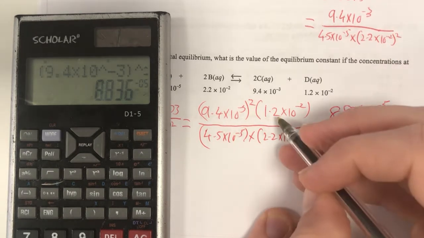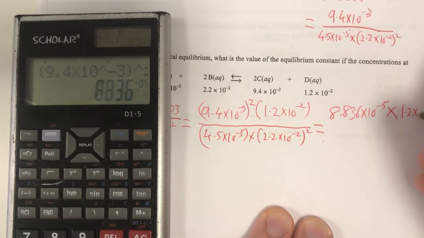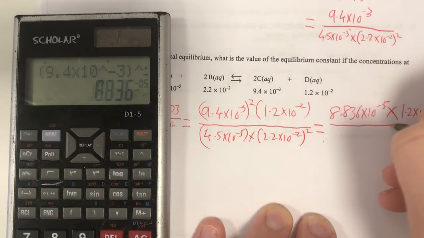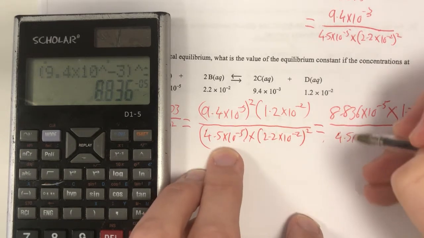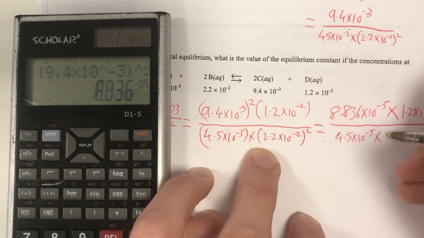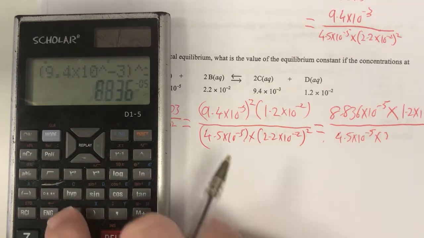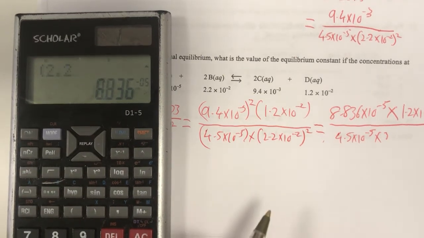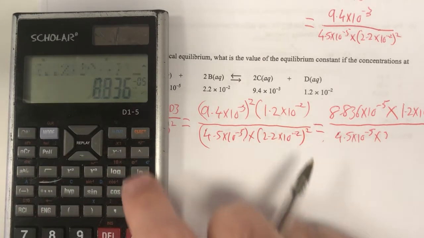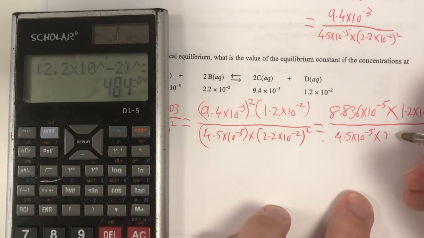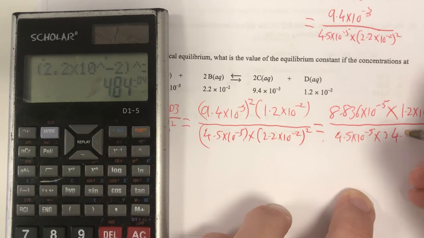That's going to be multiplied by 1.2 times 10 to the power of negative 2. And that's going to be divided by, let's work out what I need to do here. It's going to be 4.5 times 10 to the power of negative 5 times 2.2 times 10 to the power of negative 2, and that's going to be squared as well. And that's going to be 4.84 times 10 to the power of negative 4.